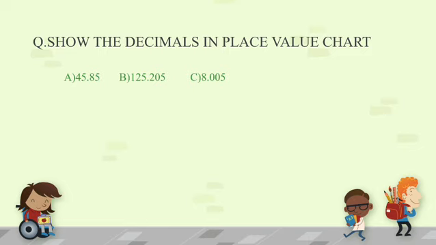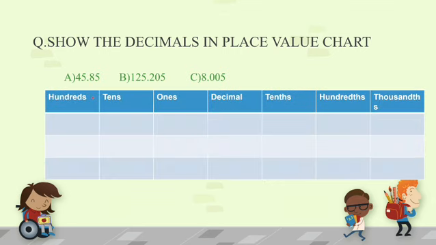Let's do one exercise now. Show the decimals in place value chart. Here few questions are given, or we can say few decimals are given, which you have to place in the place value chart. By now you must be familiar with the place value chart, right? This place value chart has got a few new members, and these new members are not new anymore. Why? Because by now we are familiar with decimal, tenths, hundredths and thousandths. So this decimal place value chart is familiar to us now.